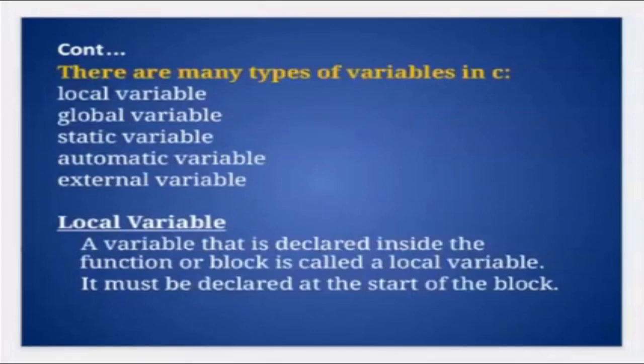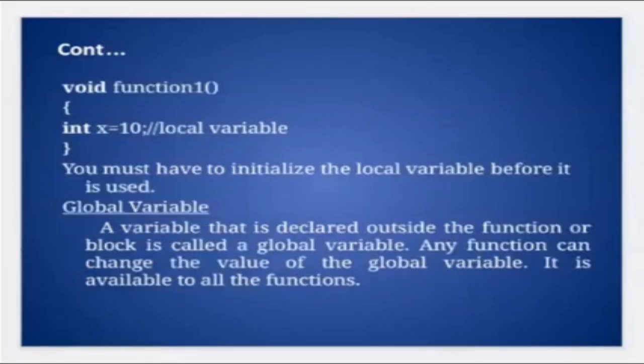There are many types of variable in C. They are local variable, global variable, static variable, automatic variable, and external variable. A variable that is declared inside a function or block is called a local variable. It must be declared at the start of the block. For example, in this function, integer x, which is assigned 10, is a local variable. So we have to initialize this local variable before it is used in any calculation or in any function.